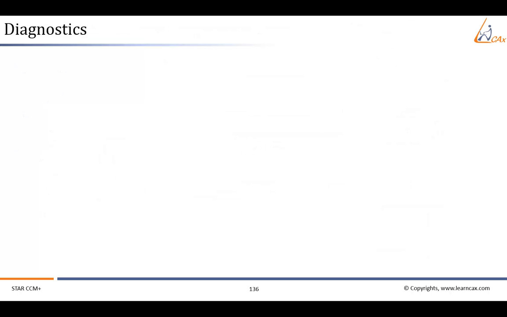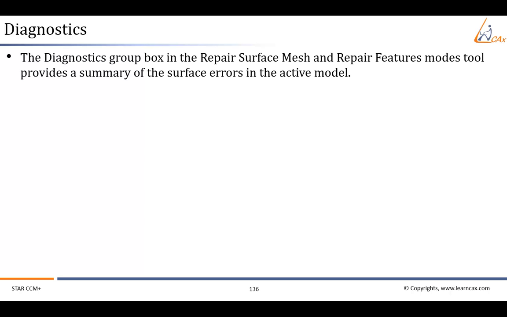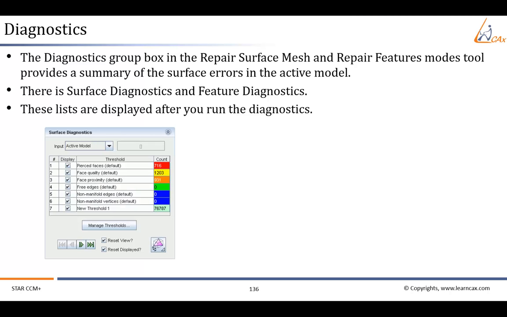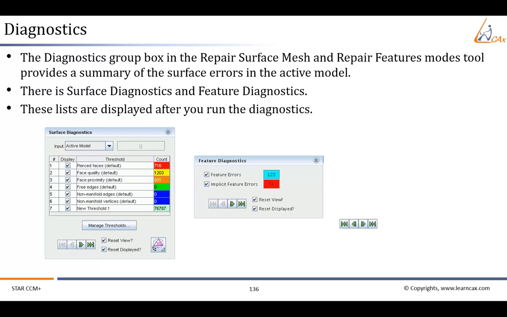First, we will see what is Diagnostics under the Surface Preparation tool. The Diagnostics group box in the Repair Surface Mesh and Repair Features Modes tool provides a summary of the surface errors in the active model. There is the Surface Diagnostics and Features Diagnostics. There is a list of errors or problems which are displayed after you run the diagnostics. We can navigate to the diagnostics results using the play and forward button in the Surface Preparation tool.